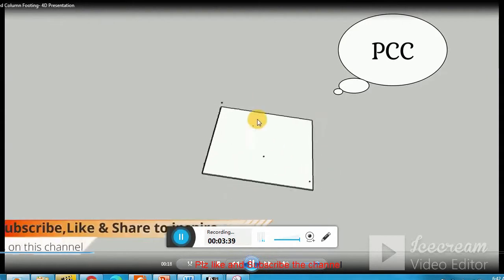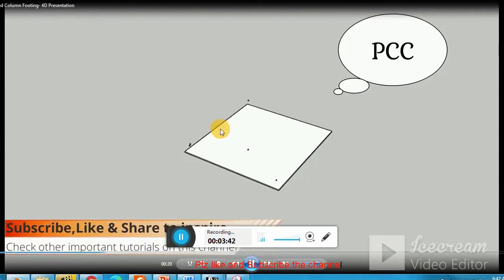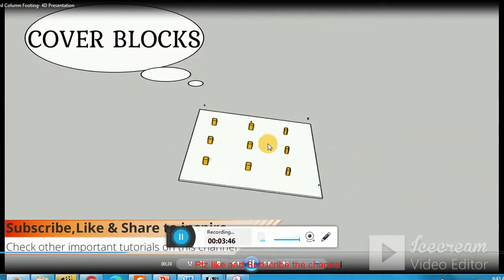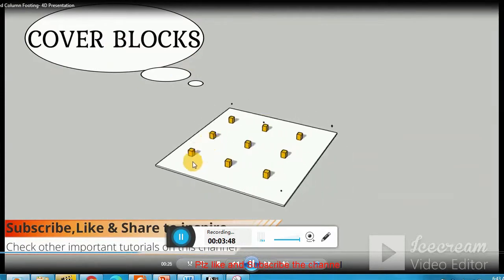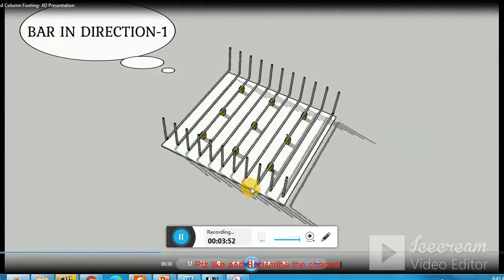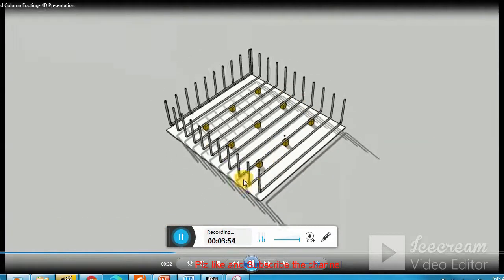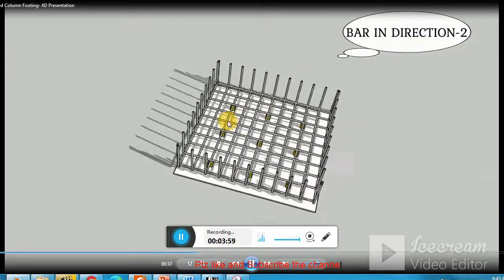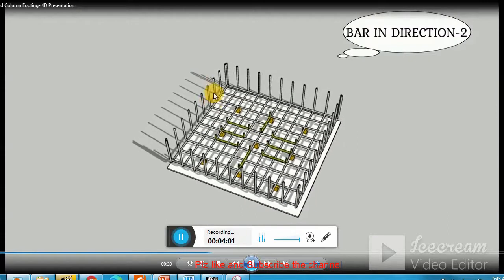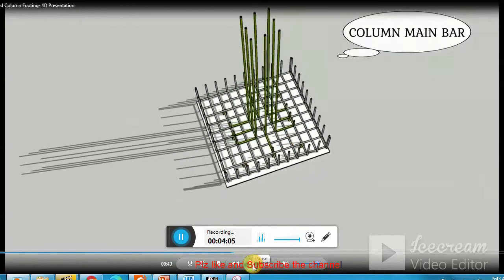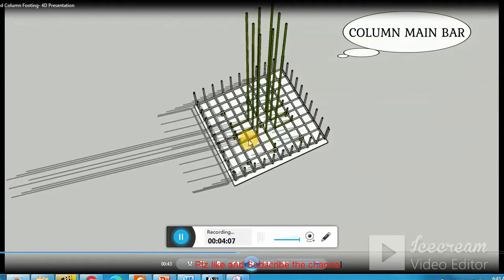First of all, PCC is laid down. Then remember, cover blocks are placed. These are 3 or 3.5 inch cover blocks, and then bars are placed over the cover blocks. This is the first layer, the bottom layer, and this is the top layer, with bars in direction 2. The hooks are 12 db. Then the bars of the column are provided, and they are left in this shape.